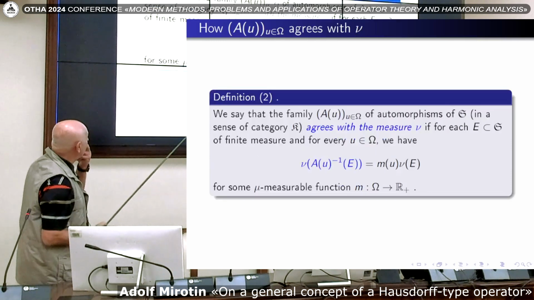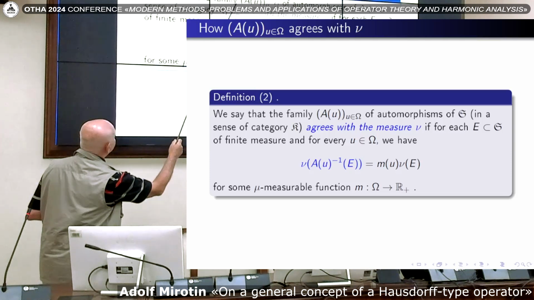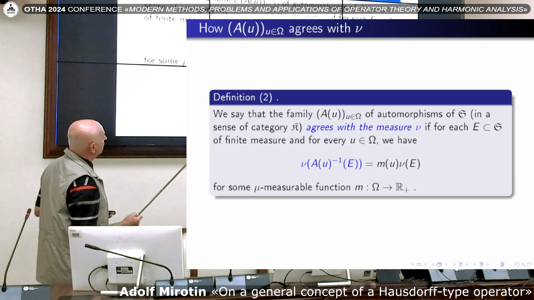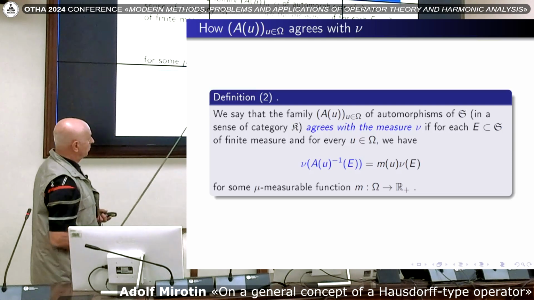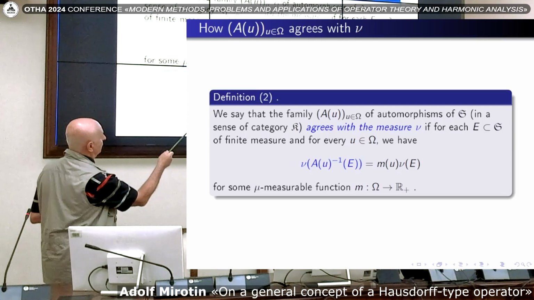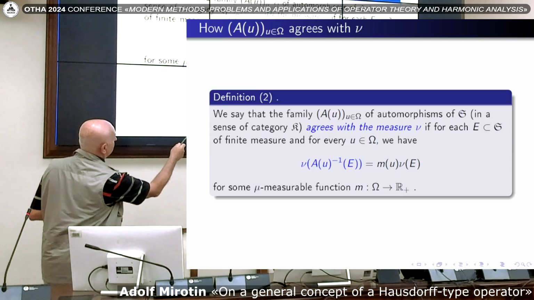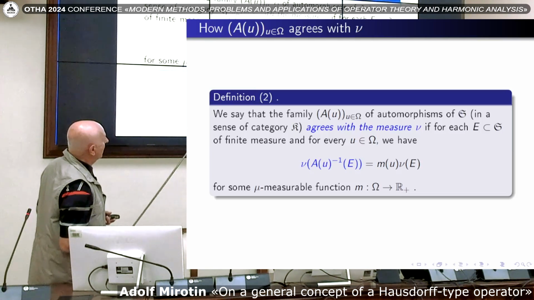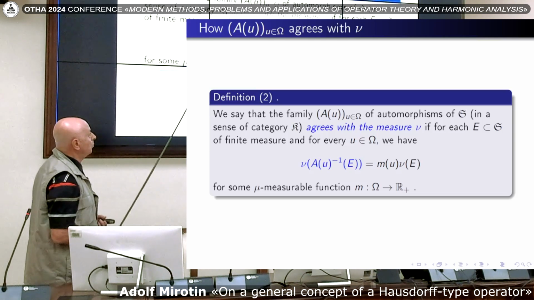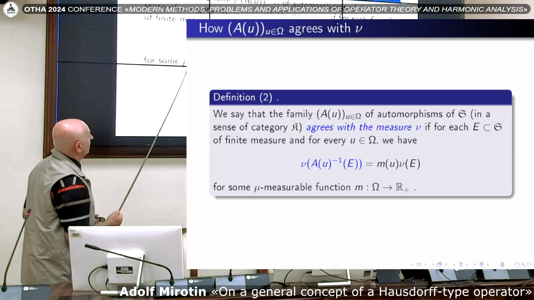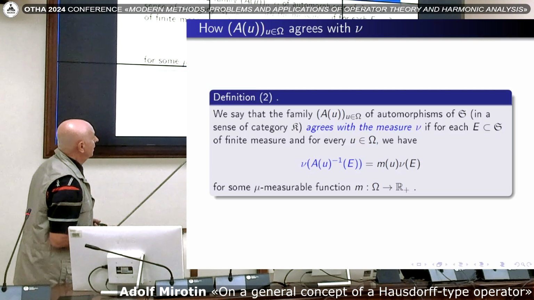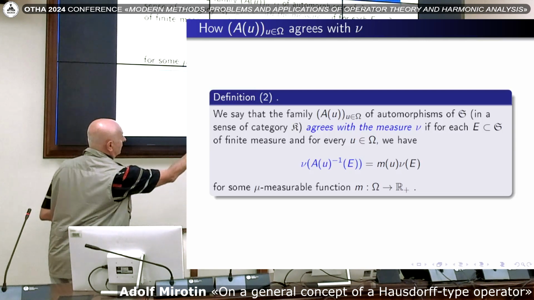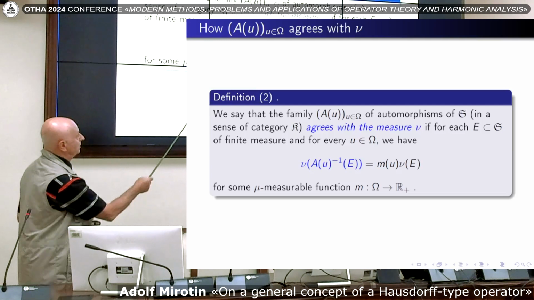And the next definition: we say that the family of automorphisms A of U agrees with the measure nu if there is a non-negative measurable function M on omega such that the following equality holds. The measure nu of the pre-image of an arbitrary measurable finite measure set E equals M of U multiplied by nu of E. Very often this condition holds. For example, if K is the category of locally compact topological groups, and nu is the Haar measure of this group, then it is well known that this holds, and M of U is the so-called modulus of the automorphism A of U.